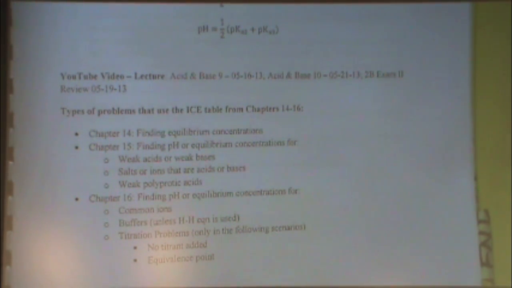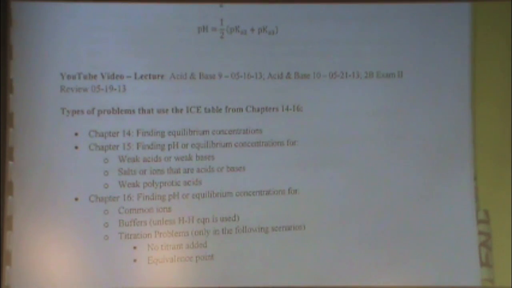These are the type of problems you use the ice table for. Pretty much anything in chapter 14. And the key words you're looking for are equilibrium concentration, or equilibrium pressure, or total pressure. For chapter 15, anything that says a weak acid or weak base, a salt or ion that is acid or base, not a neutral, but a salt or ion that's acid or base, like KCN in the previous example, by itself. Or a weak polyprotic acid. All of those, if you're finding pH or equilibrium concentrations as your keywords, that's an ice table.